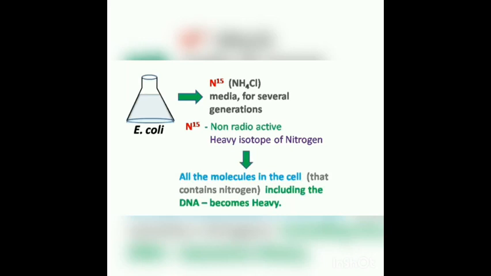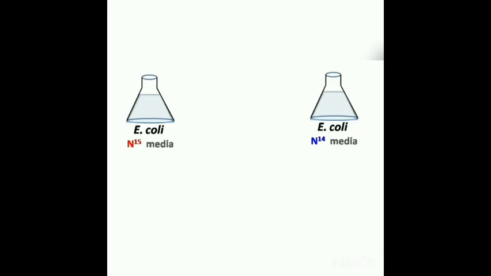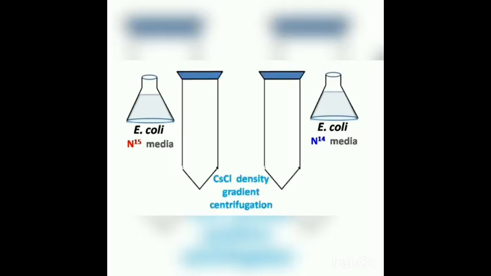The heavy culture was grown in a medium in which the nitrogen source, NH4Cl, ammonium chloride, contained the heavy isotope N15, and the light culture was grown in a medium in which the nitrogen source contained the isotope N14 for many generations. So the heavy DNA could be distinguished from the light DNA with a technique called cesium chloride, CsCl, density gradient centrifugation. In this process, heavy and light DNA extracted from cells in the two cultures settle down into two distinct and separate bands.